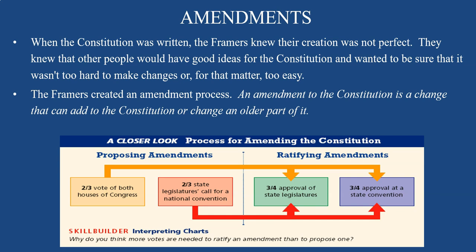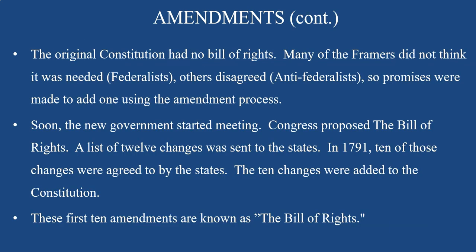An amendment to the Constitution is basically a change that can add to the Constitution or change an older part of it. If you see here, you have the process, and we talked a little bit before about this process. So it was a good idea for the framers, for the founding fathers of this country, to put this tool that would allow future generations to make changes to certain parts of the Constitution.